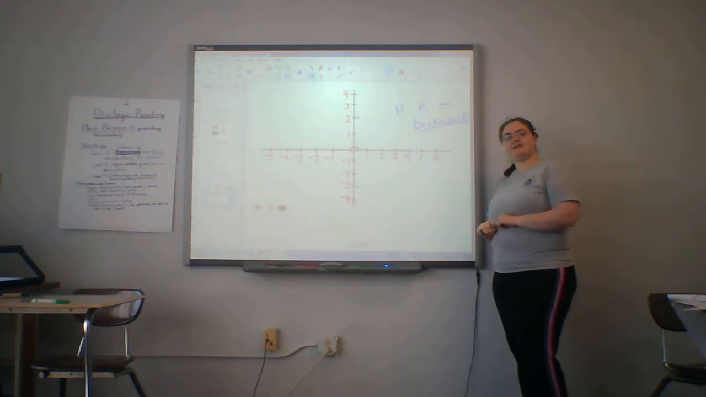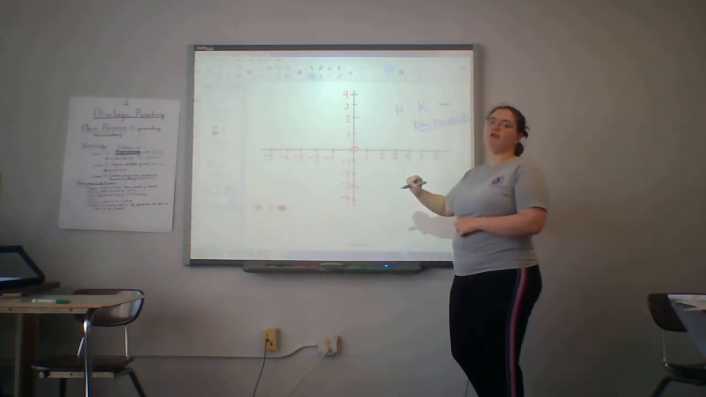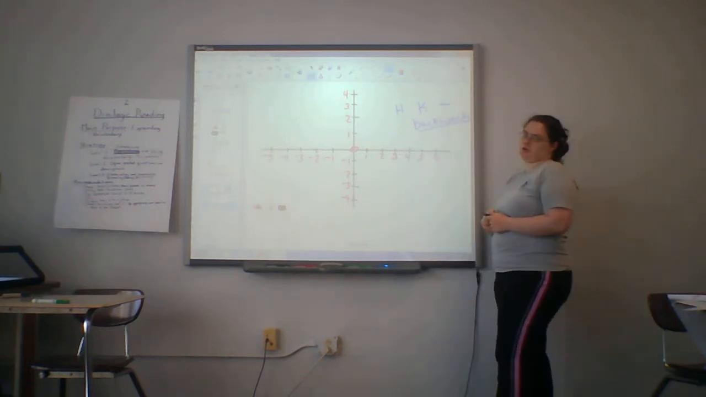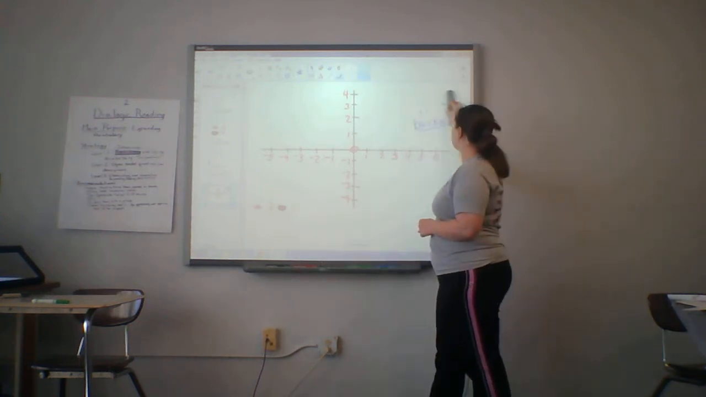Can everybody write that down in your journals, please? When hermit crab and kangaroo have negative numbers, they move backwards. All right, we're going to go ahead and move on.